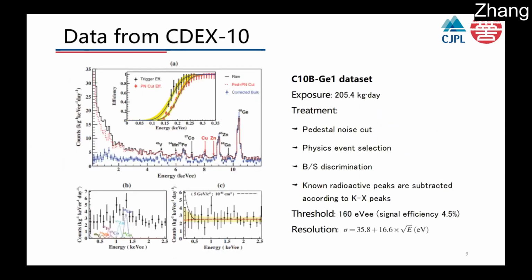And this is the data from CDEX. The data set is from the CDEX experiment, and it's from the CDEX-1B germanium detector. The total exposure is about 205.4 kilogram-days. The raw data goes through pedestal noise cuts, physics event selection, and bulk-surface discrimination. And finally, non-radioactive peaks are subtracted according to the K X-ray intensities in the high energy region. The final threshold is 160 eV, where the signal efficiency is 4.5%, and the resolution is determined by this equation.